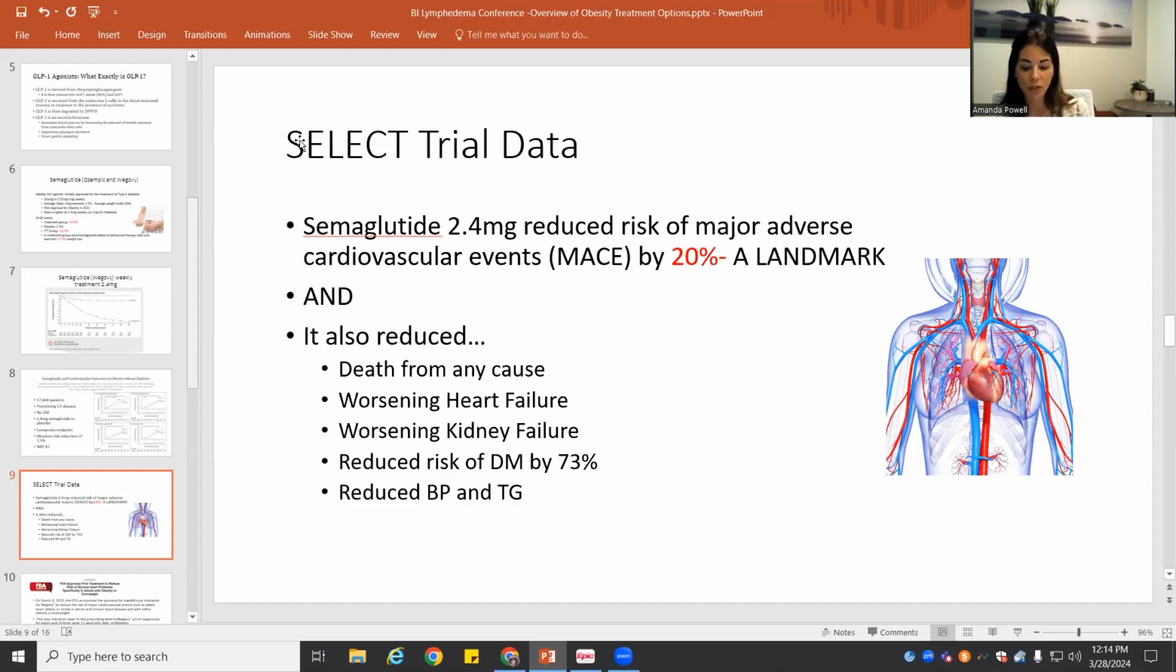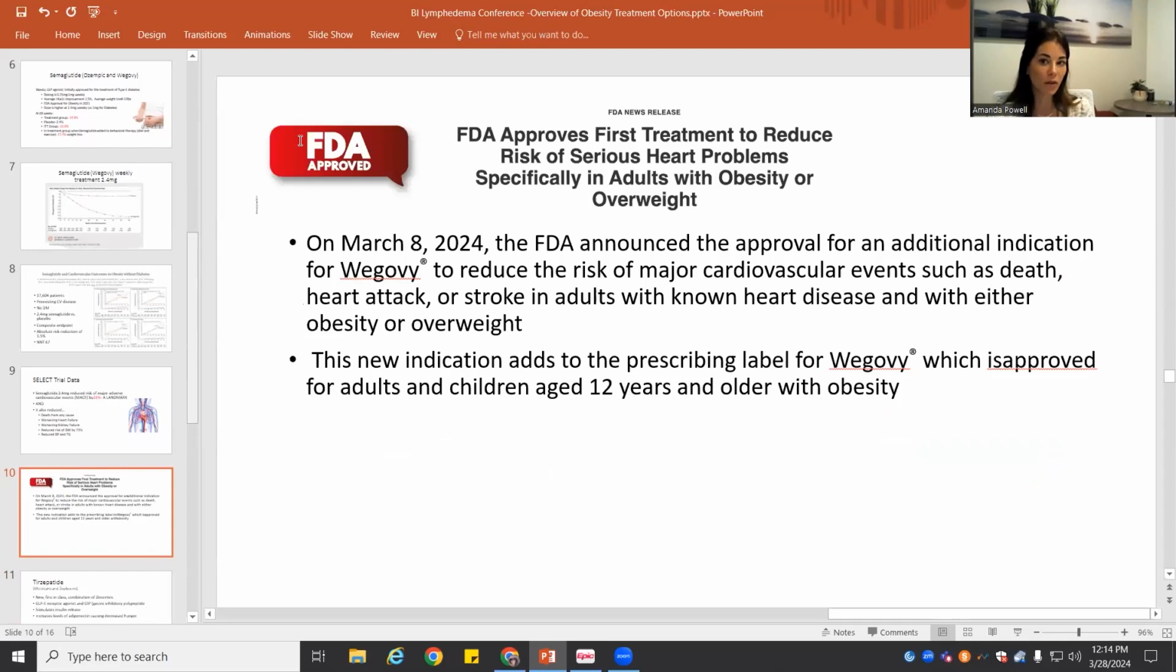The data from this SELECT trial was so impressive that 2 weeks ago, the FDA approved the first treatment to reduce the risk of serious heart problems, specifically in adult patients who are overweight. So this is the first drug that we've ever had where we are now recommending it as a cardiovascular risk reduction medication in overweight or obese patients. This is profound because in the history of obesity treatment, everybody's always been very scared to treat obesity, worried about what if we cause other problems. We give people phentermine or other drugs. People worry about fenfluramine, or fen-phen back in the 90s. We caused cardiac problems. So it's a major change in the way we're taking care of patients with obesity, that we're looking for improvement in other disease outcomes.